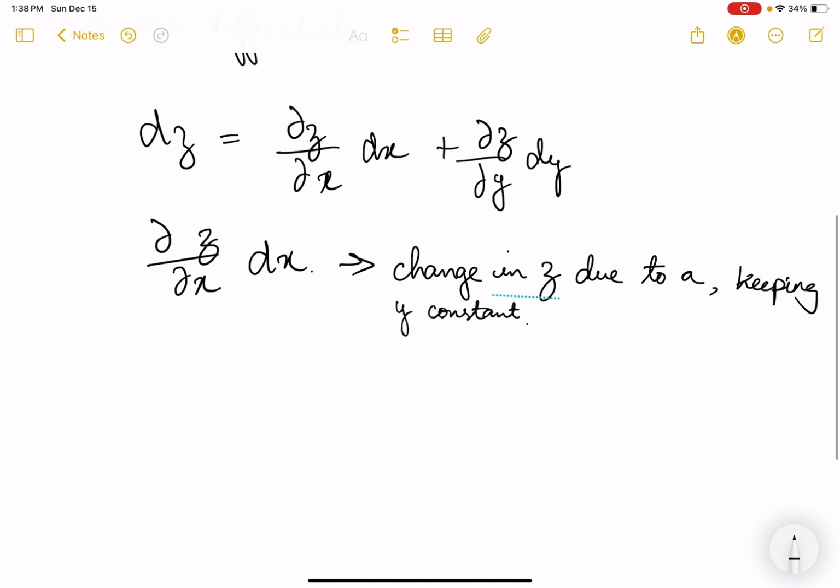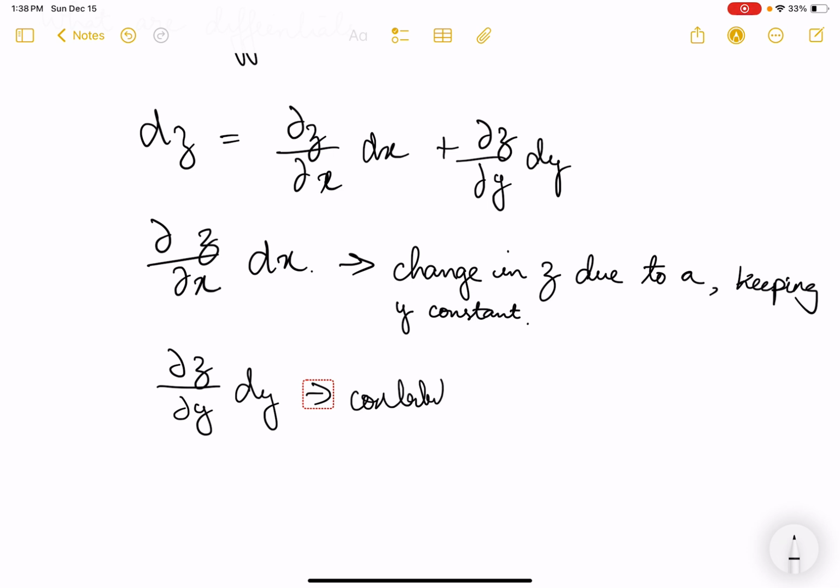Alright, and similarly, partial z over partial y dy, well, this measures the contribution of y keeping x constant.